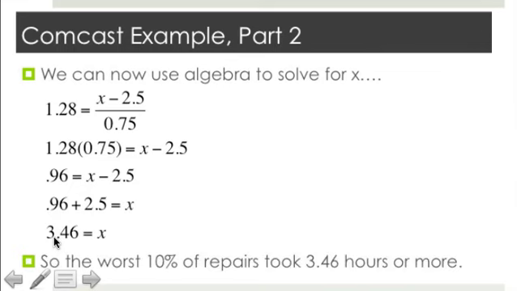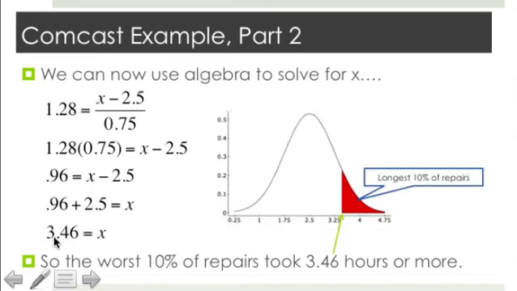So, coming back to what we wanted to answer, the worst 10% of repairs we can expect took 3.46 hours or more. Looking at the picture again, here's our x-value of 3.46 on our distribution for x, and this is the region that we care about. All of these here, 3.46 hours or more, represent the worst 10% of repairs in this scenario.